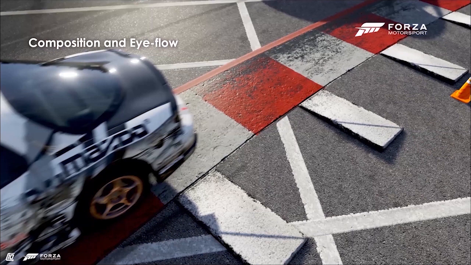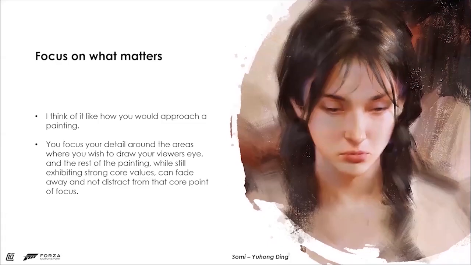And knowing that really helps us prioritize as we're directing our content throughout because we just don't have a lot of time to make content at the same level everywhere. So we really have to understand where the player is looking and focus our attention there. We like to think of this like a painting and how you would approach a painting.